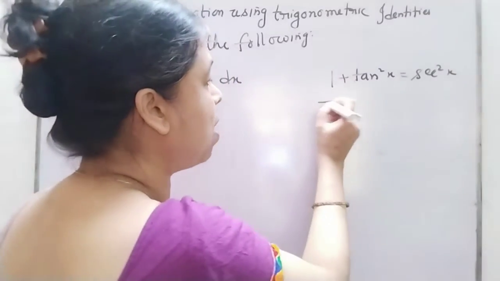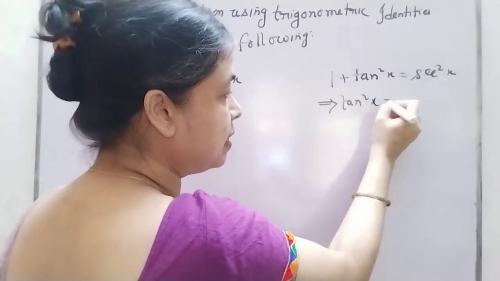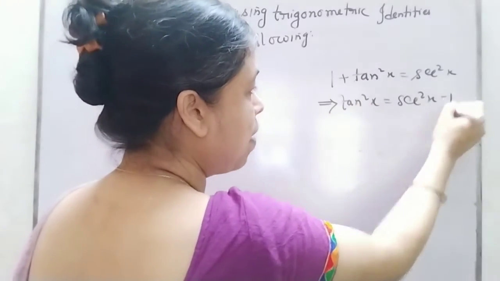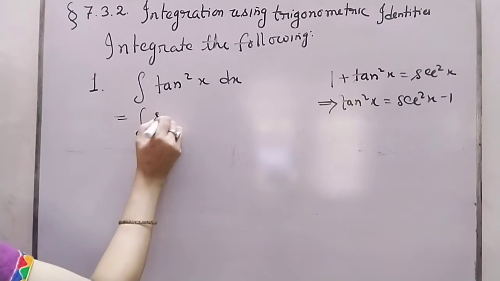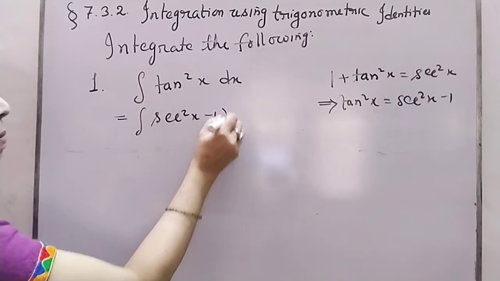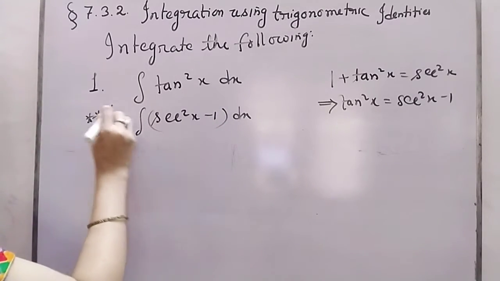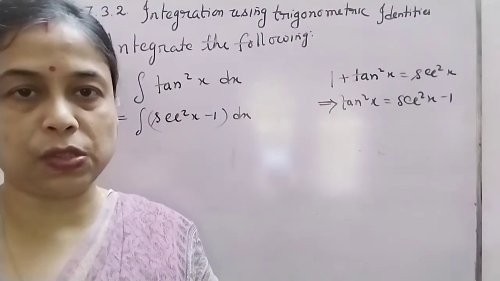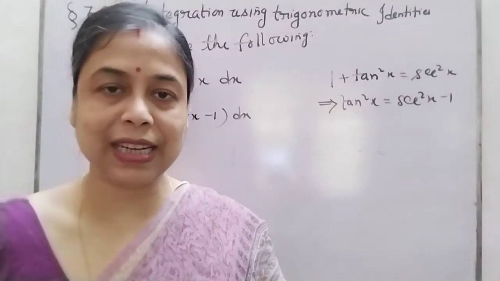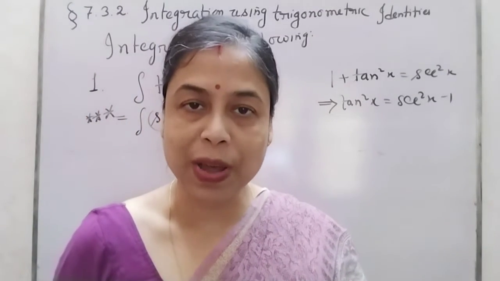That means this way I'll convert it. Whenever tan square x arises in your question, you have to use this substitution. Try to remember this. This is equal to the integration of sec square x minus 1 dx. Now you see, this step you have to remember. Always when the integration of tan square is there, you convert it into sec square x minus 1. Hope you understand why we are going to convert in terms of sec square.